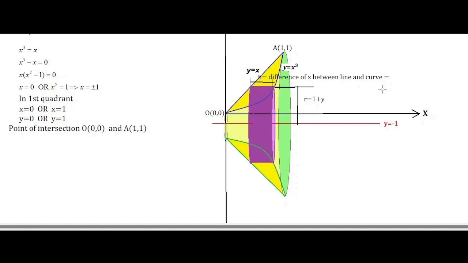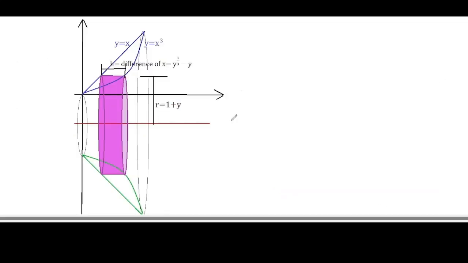From the curve, the value of x is y to the power 1 by 3, and from the line it is y already. So the height of the cylinder is y to the power 1 by 3 minus y. This is the figure without any shade in the solid.